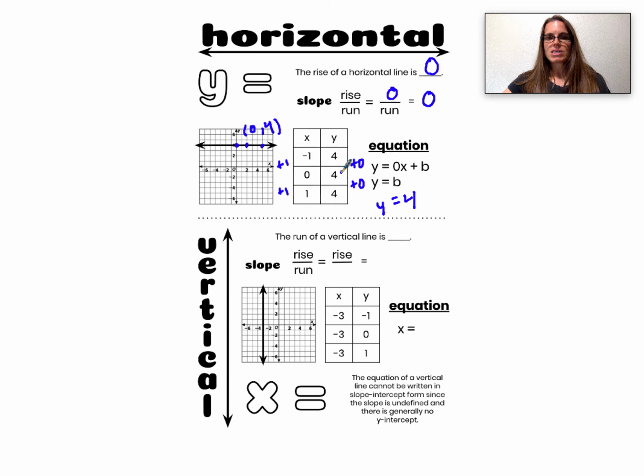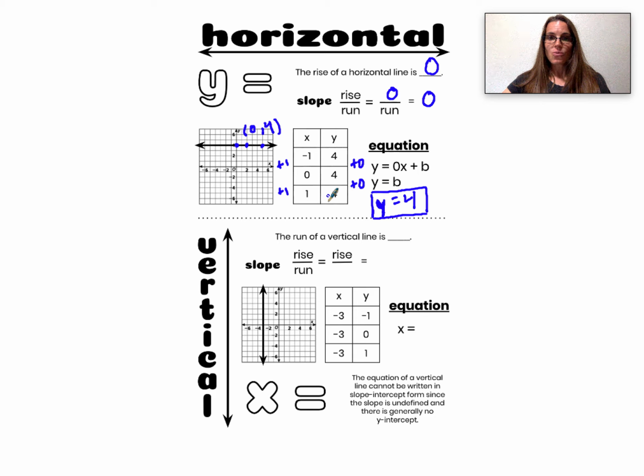I can also look in my table. The value of y when x is 0 is 4. So my equation of this horizontal line is just y equals 4. Now it's really helpful for me to look at both the graph and the table and see that, yeah, y equals 4 is the equation describing these two.